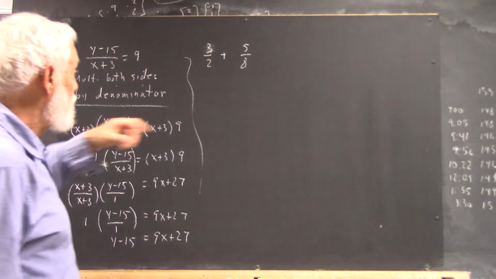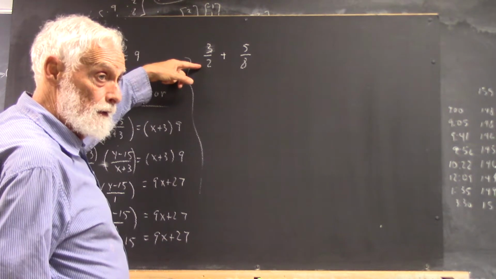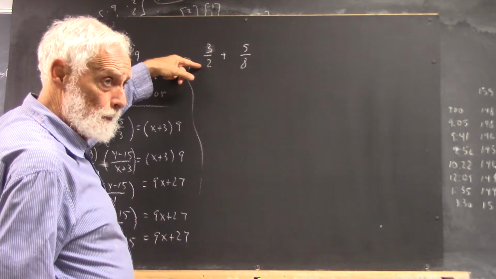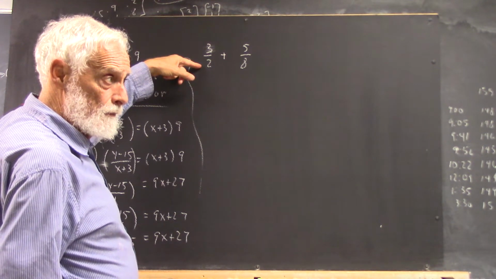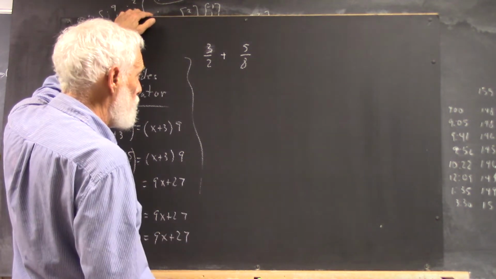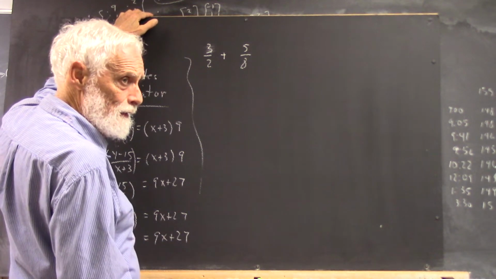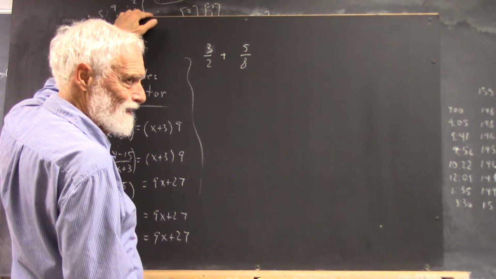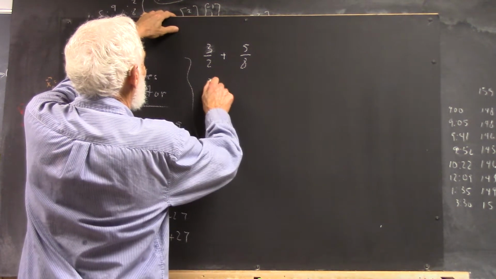So how do I get a denominator of 8 here? Multiply by 4. Multiply what by 4? 3 over 2. Well, if I multiply 3 over 2 by 4, I get 12 over 2, or 1 over 4, or 4 over 1? You're close. Okay. I'll tell you.